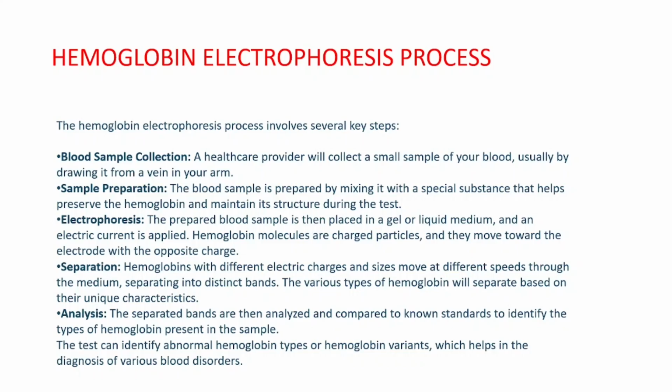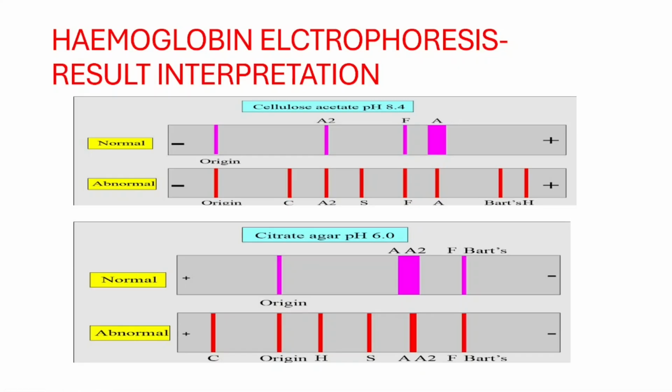The separated bands are then analyzed and compared to known standards provided by the manufacturer. Usually we use common media like cellulose acetate with pH 8.4 and citrate agar with pH 6. You can see here the normal pattern and abnormal pattern. You can compare these patterns also.